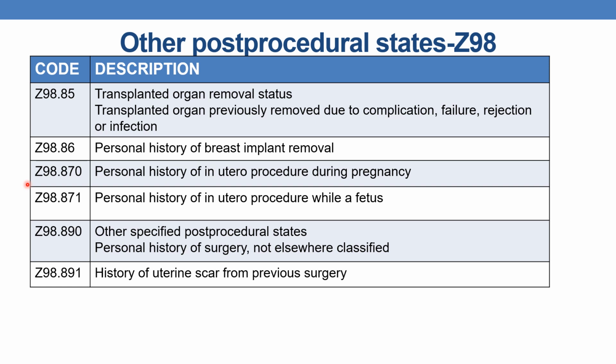And Z98.870 indicates personal history of in utero procedure during pregnancy. The next is Z98.871. It indicates personal history of in utero procedure while a fetus. The next is Z98.890. Other specified post-procedural states or personal history of surgery not elsewhere classified. Finally, Z98.891. It indicates history of uterine scar from previous surgery.